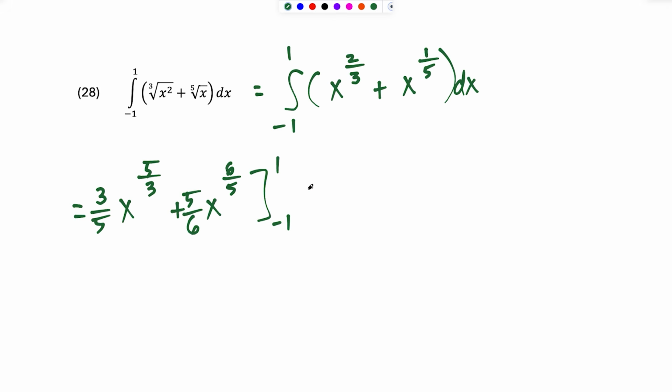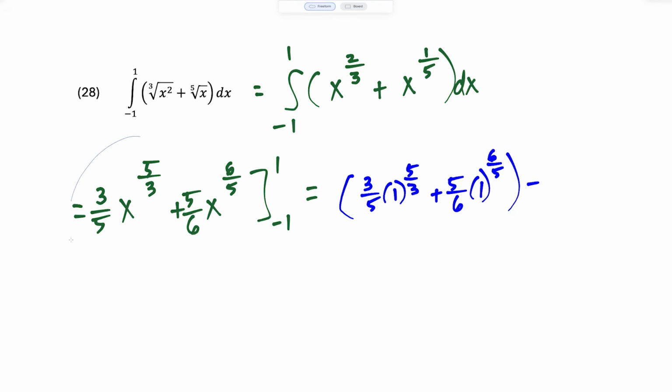But now from this part forward, it gets a little tricky with simplifying, so just be very careful here. We plug in 1 first, so we're going to get 3/5 times 1 to the 5/3, and then plus 5/6 times 1 to the 6/5. But the part where most students mess up is going to be this part here, so I'm just going to give a little space.